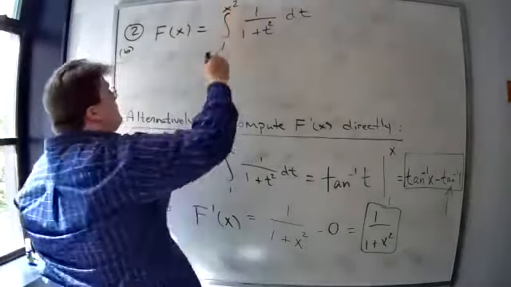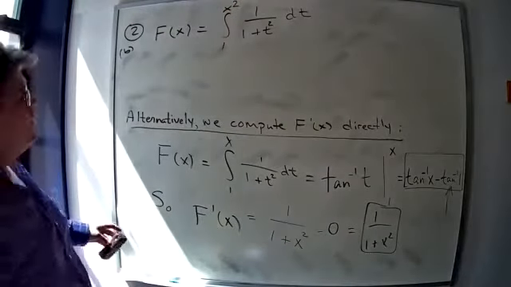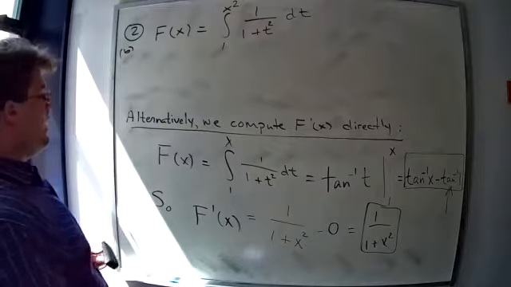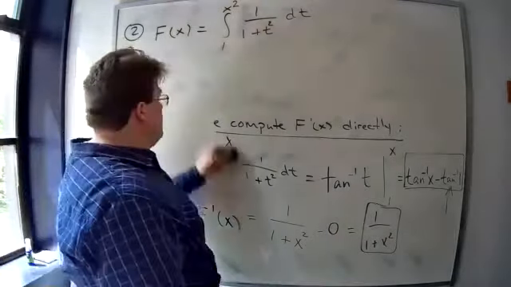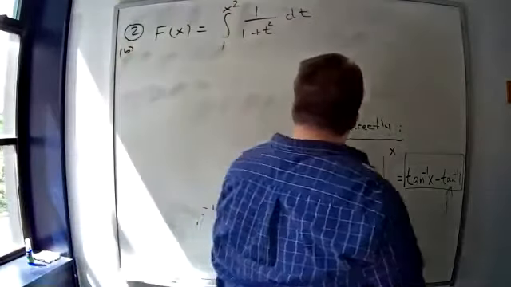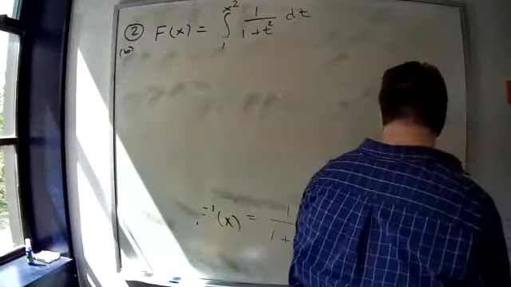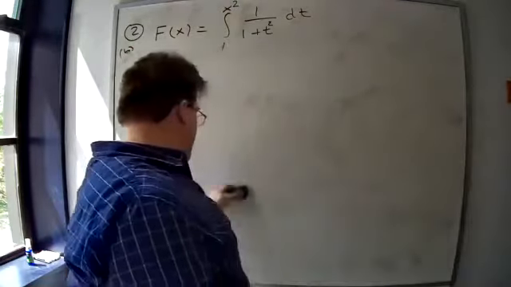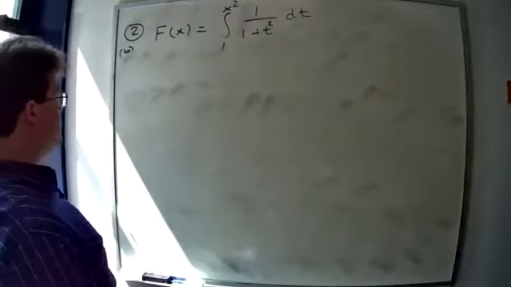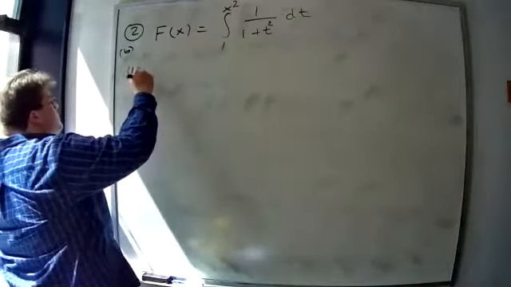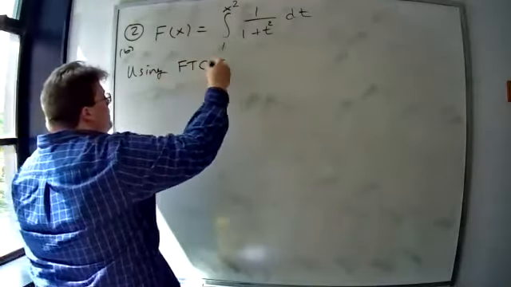Okay, part B. The only difference is that our upper limit is now x squared. Now, how does that change this? Well, I will show both ways for this one, as I did for part A. But I won't be able to fit them both on one board.